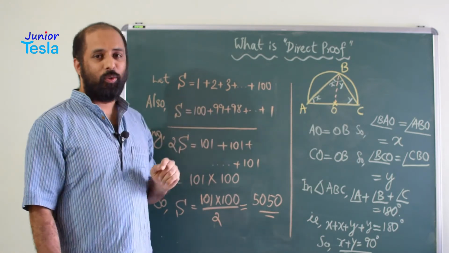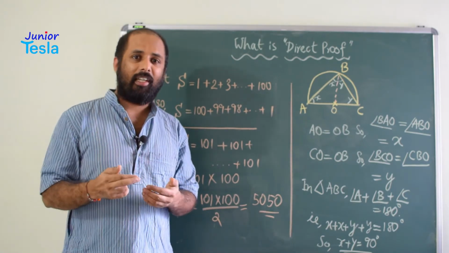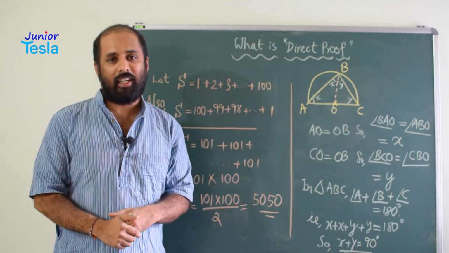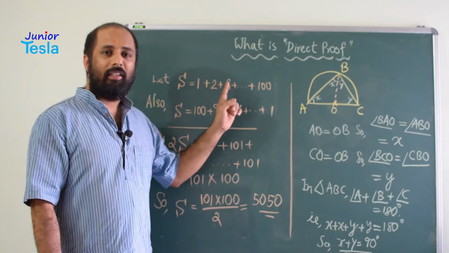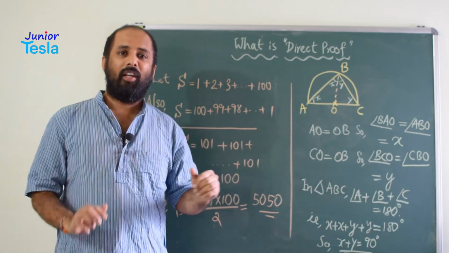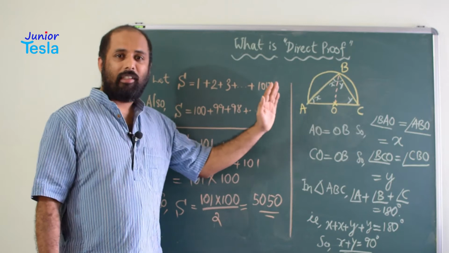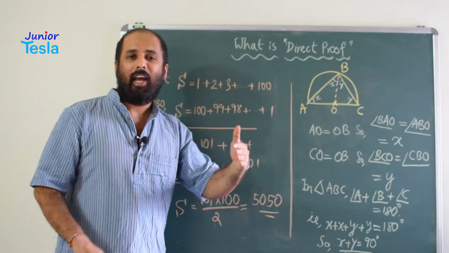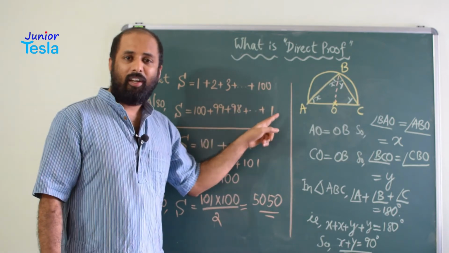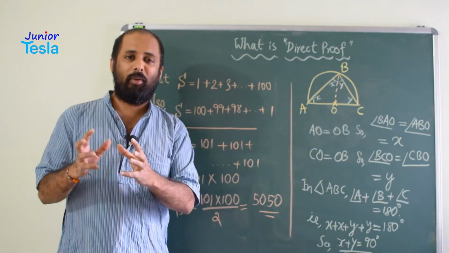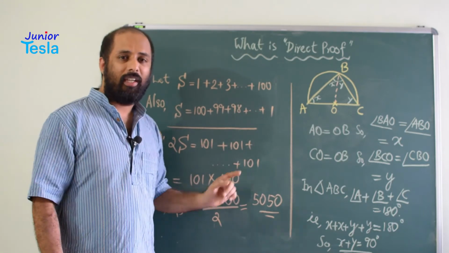Similarly, I have taken 2, the second term of the first line, and added it with the second term in the second line, that is 99. So 2 plus 99 is again 101. Similarly, 3 plus 98 is also 101. 4 plus 97 is also 101. So we make pairs, and finally we come to the last term, that is 100 in the first line and 1 in the second line. So 100 plus 1 is also 101. So we have written all these terms in the final line.